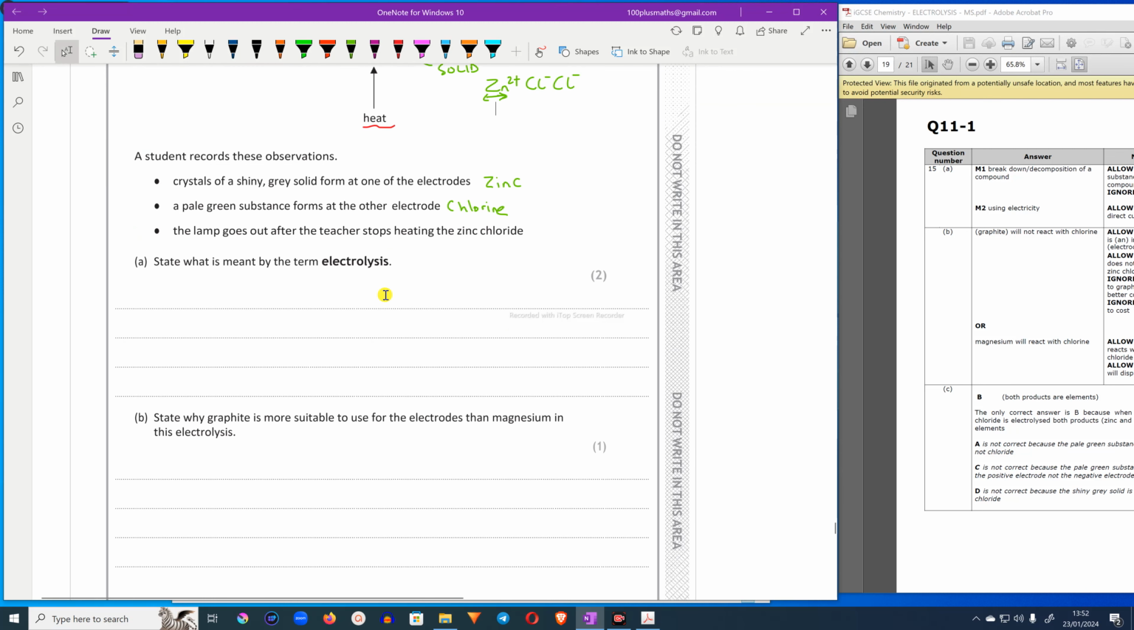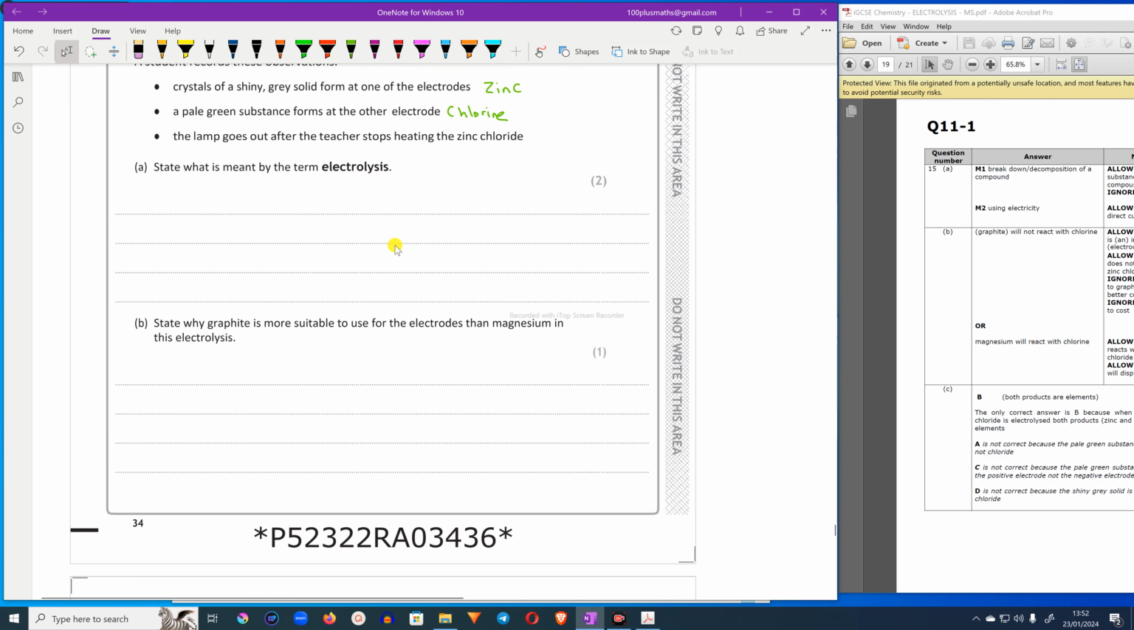Right. What is electrolysis? Now this is a key one. You need to learn this, so just make a note of that and sit down and learn it. So it's the breakdown, or decomposition, of a compound using electricity. So 2 points. You're going to put them in one sentence, but right, state why graphite is more suitable than magnesium in this electrolysis.